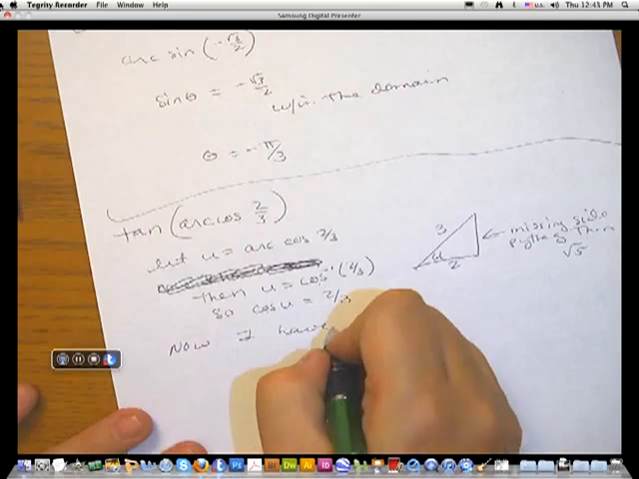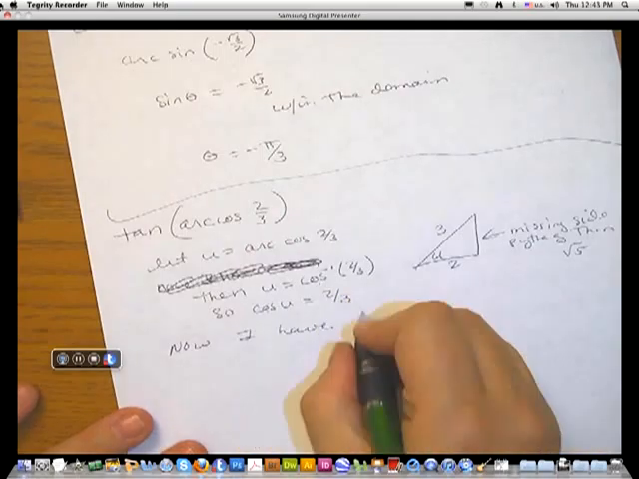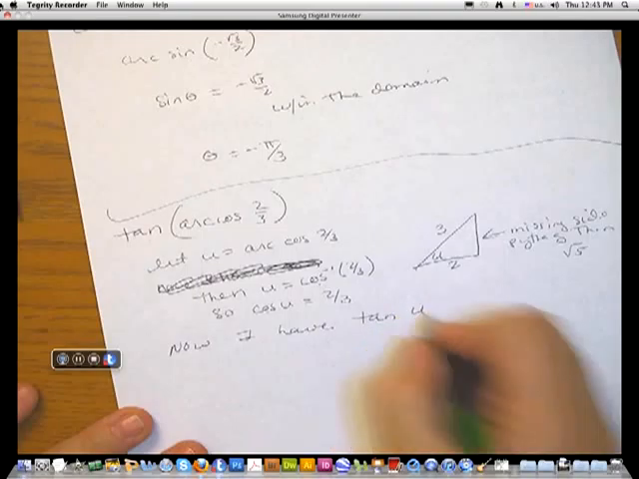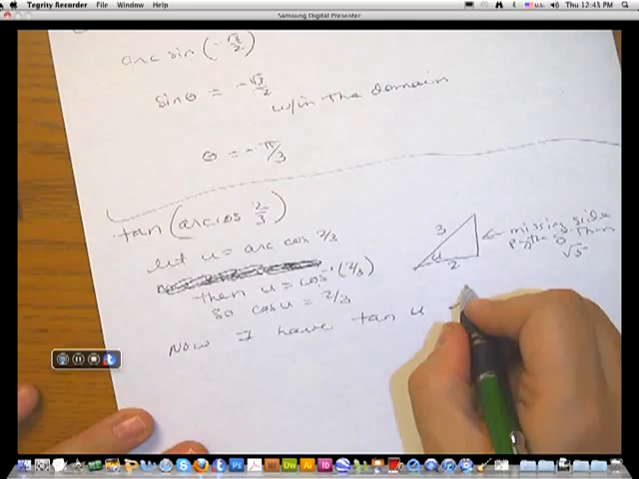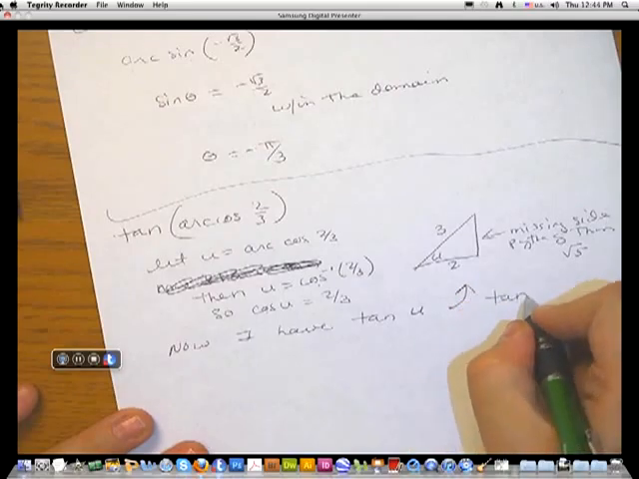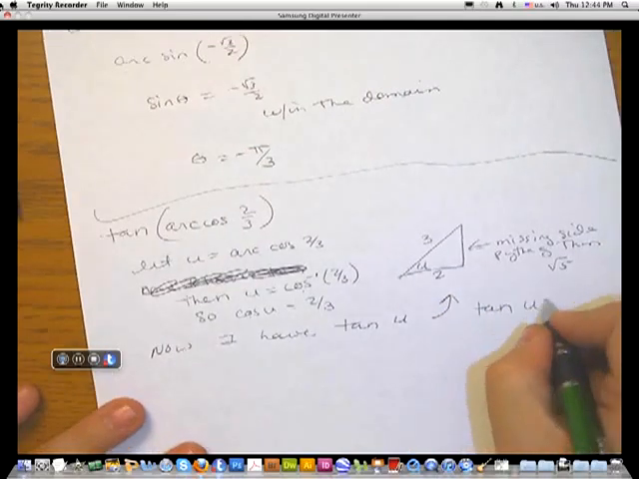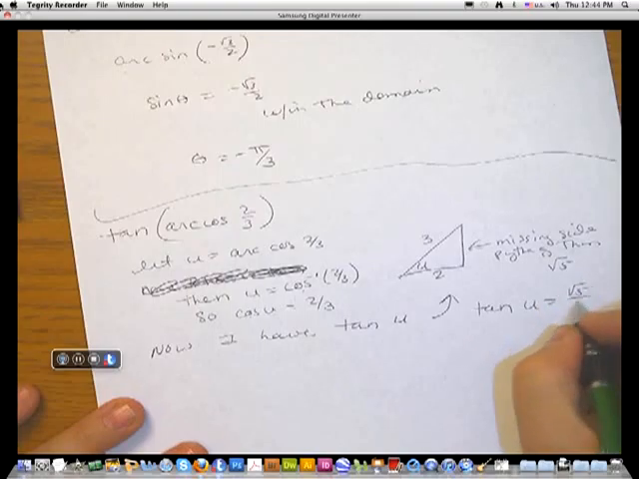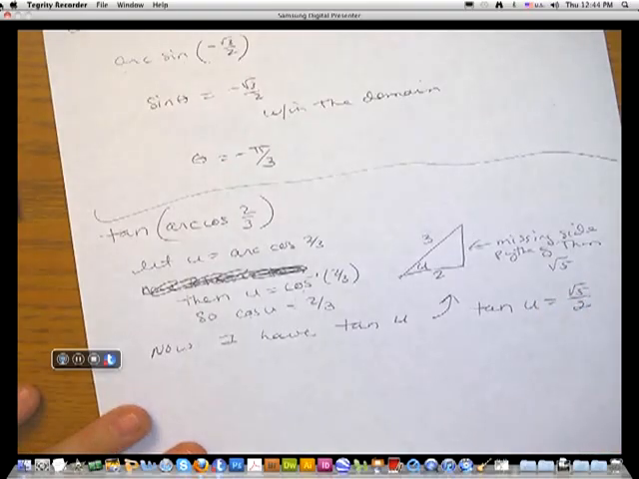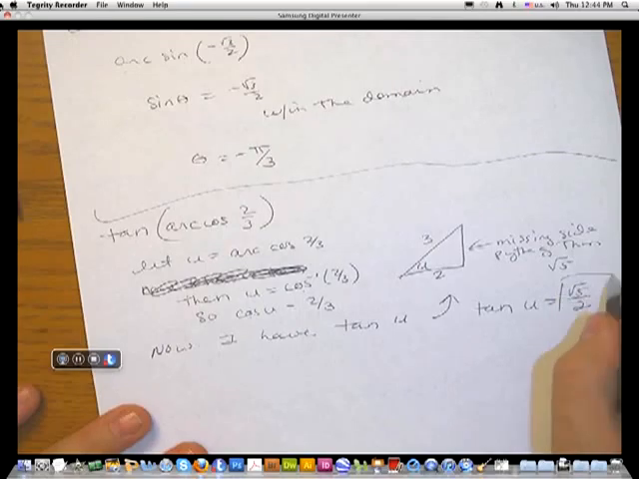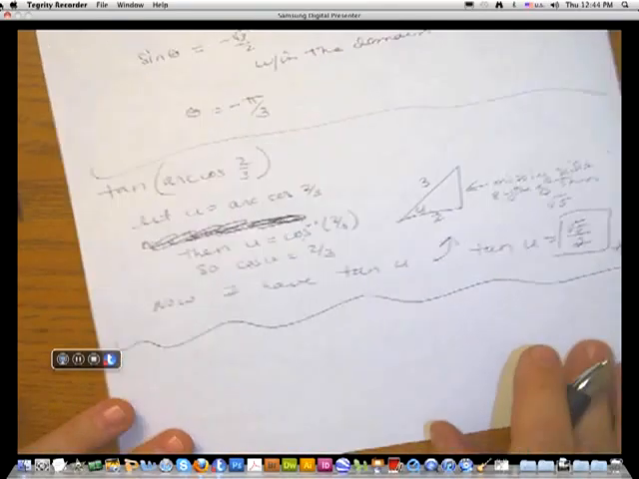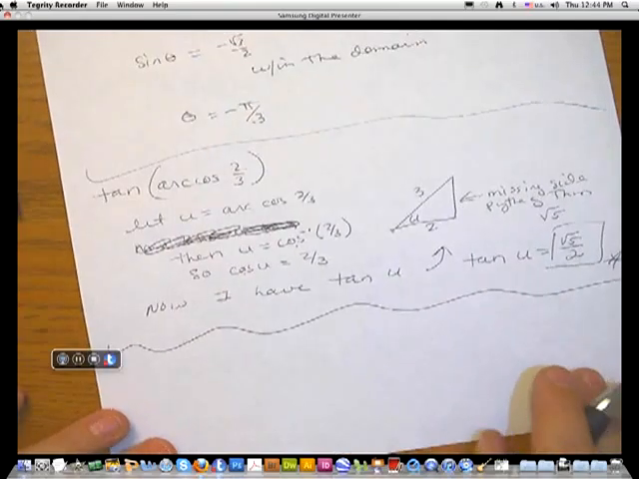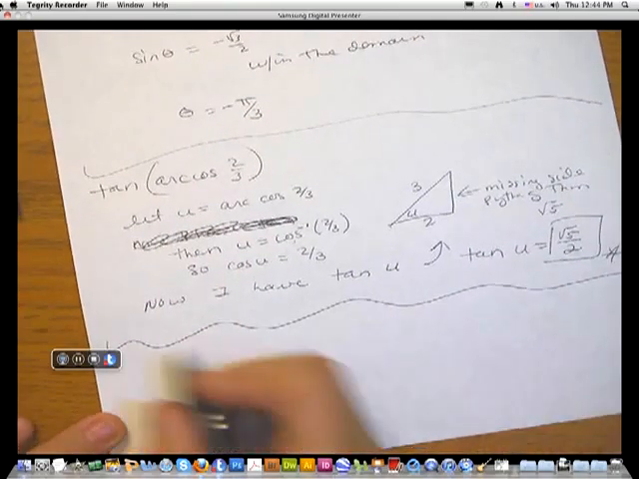Now I have tangent of u, and because of my picture, tangent of u is √5 over 2. That's how I'm going to solve those. So we're going to try that again.